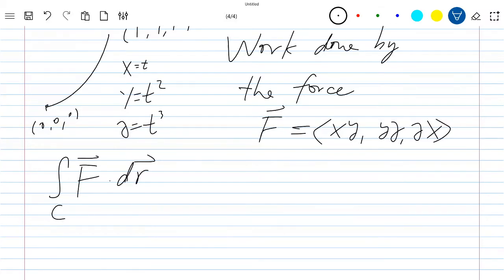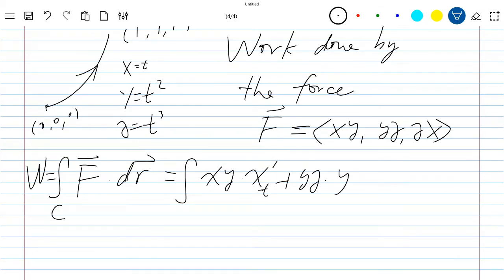And along this curve, the curve has a direction from 0 to 1. Okay. So this is called the work. And then how do we do it? Remember, we do the inner product. So it's xy times x prime, and then yz times y prime plus zx times z prime, then integrate over time.